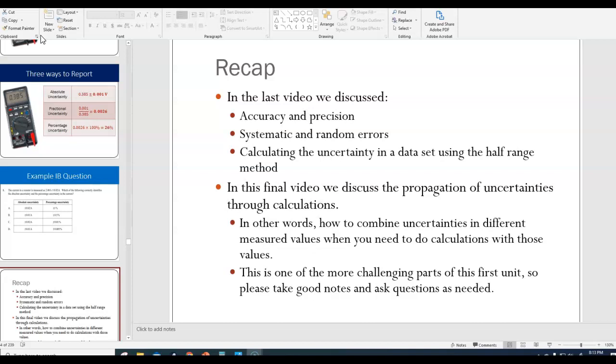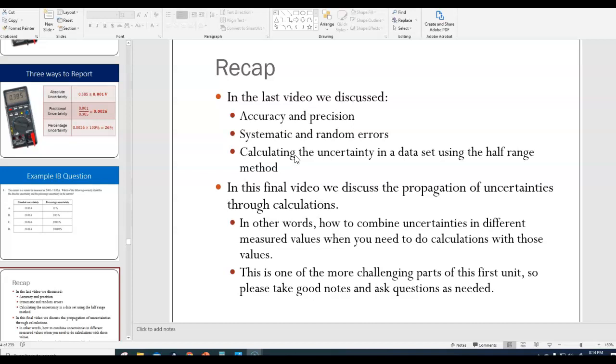Whereas precision, or lack of precision, can be caused by random errors, which are as likely to be too high as they are to be too low, and can be reduced through averaging more data points. And then finally, we talked about calculating the uncertainty in a data set using the half-range method.